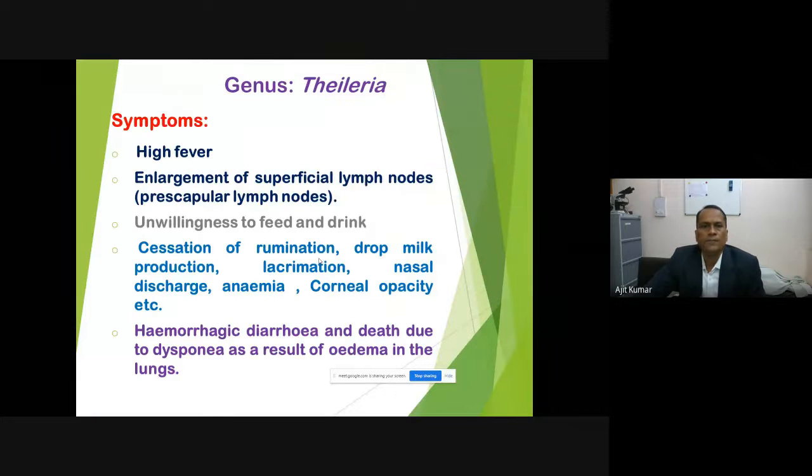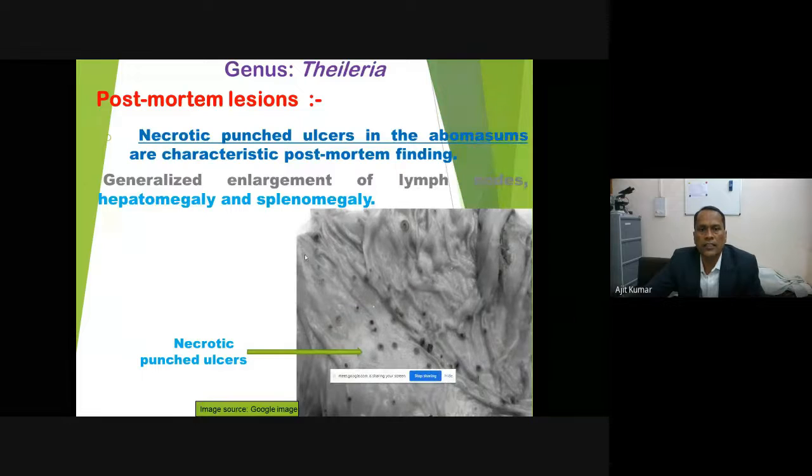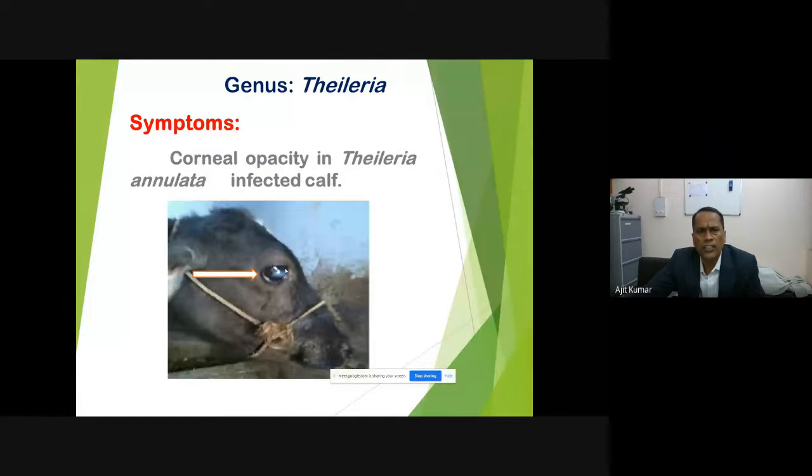We can tentatively diagnose Theileria by its symptoms. There is high fever. In case of trypanosomiasis, the fever is intermittent, but in case of theileriosis, the fever is high. There is enlargement of the pre-scapular lymph node, and animals are usually unwilling to feed and drink. Hemorrhagic diarrhea is sometimes found in infected animals. In calves, corneal opacity is usually found in theileriosis. Enlargement of the pre-scapular lymph node is the cardinal sign of Theileria infection.